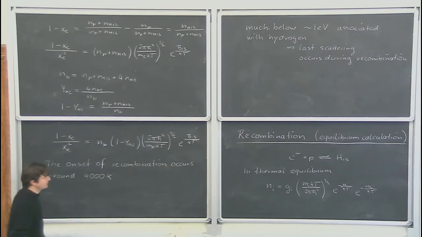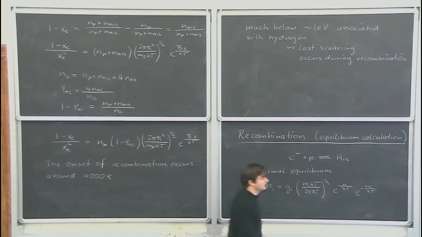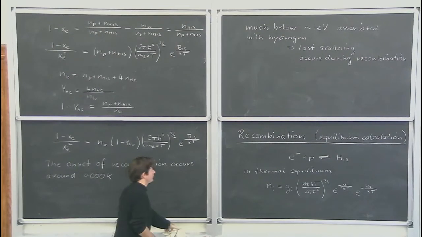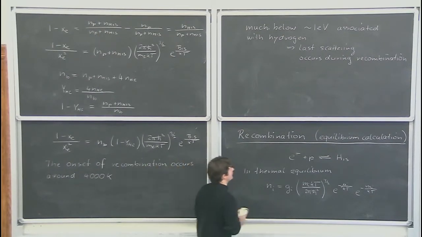The rest of the curve isn't really entirely correct. So the equilibrium calculation doesn't quite capture exactly how recombination happens, because recombination doesn't occur in thermal equilibrium for a number of reasons.